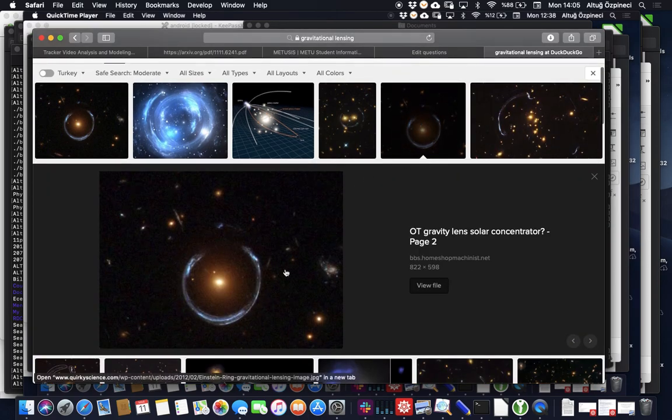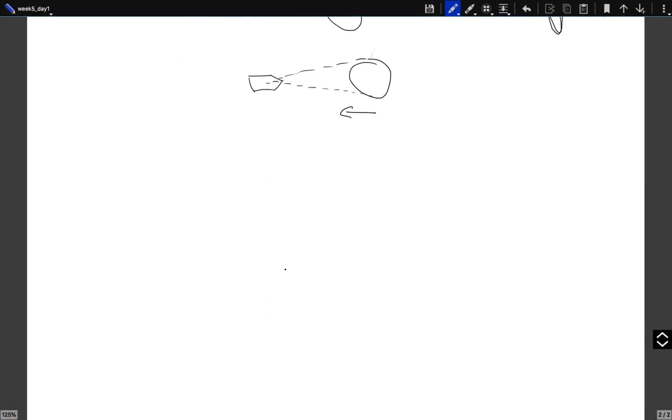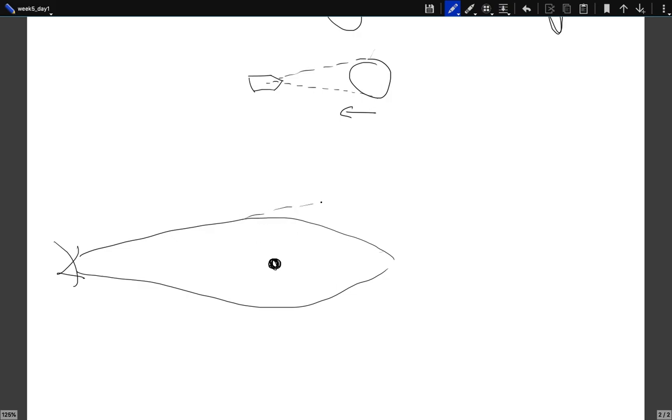Okay, let me just show you some images. Now, this is an example of gravitational lensing. So actually, there is at least one galaxy which is behind the central galaxy. So why do we see such a circle? Light bends because of this mass. So this is the central galaxy. Some light will bend like this. Some other light will bend like this. So if you are observing from here, you will see some light coming from that direction and some other light coming from this direction.